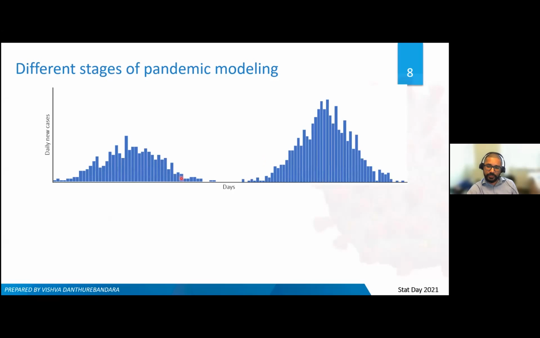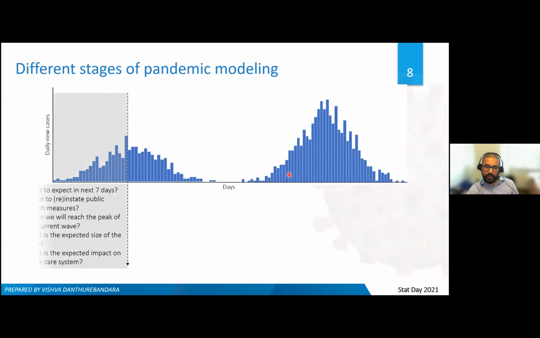Suppose this figure represents 2 consecutive waves of cases, hypothetically. So what questions do you think decision makers have at the beginning of the wave? We want to know what to expect in the next 7 days, right? And when to implement public health measures, when to implement lockdowns, when to close schools, right? And when we will reach the peak of this current wave, which is very important because that will have a huge impact on your acute care system, the hospital system. And what is the expected size of the peak? How many daily cases are we expecting at the peak of this wave? And what is the expected impact on the acute care system, as I mentioned earlier?